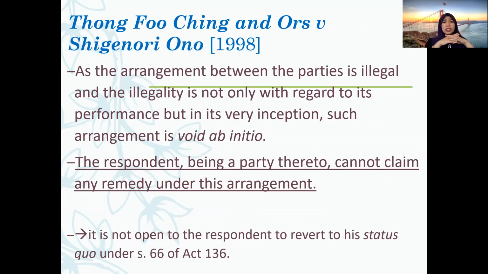So the court said, as the arrangement between the parties is illegal and the illegality is not only with regard to its performance, but from the very beginning, in its very inception, the whole arrangement is void ab initio. The respondent, being a party thereto, cannot claim any remedy under this arrangement. So it is not open to the respondent to revert to his status quo under Section 66, as opposed to Ahmad bin Udin, because both of them were not aware. For this one, they were aware of the nature of the illegality. So they cannot really claim the remedy provided under Section 66, despite the fact that their contract was void.